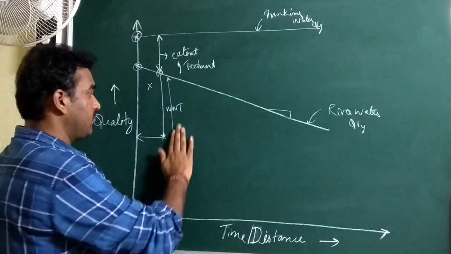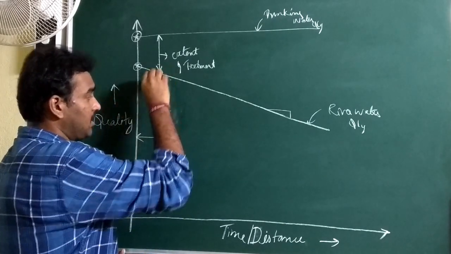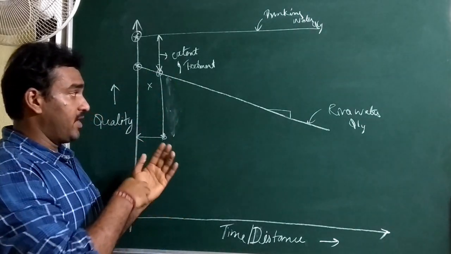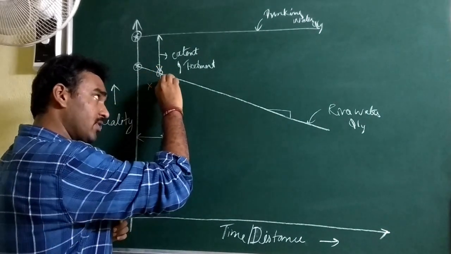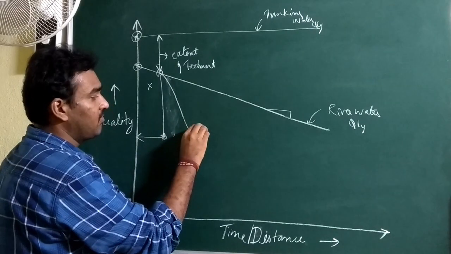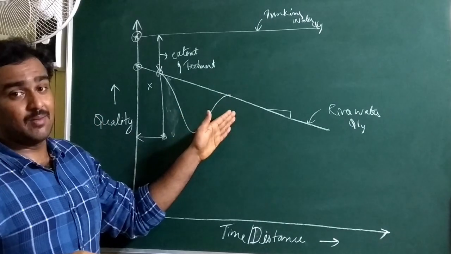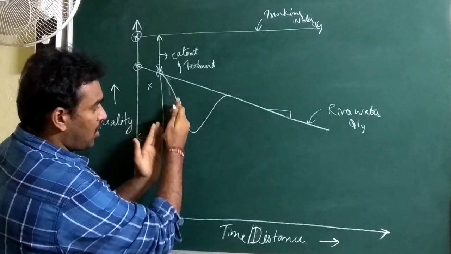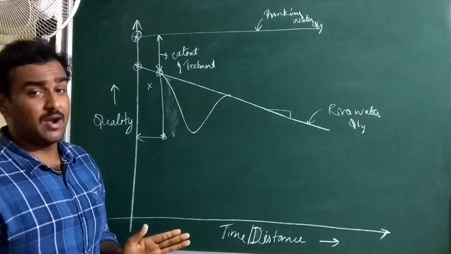If the wastewater treatment has not been set up, then what happens? If the wastewater is fed as it is into the river water, then what happens? The river water will definitely purify itself on its own based on the carrying capacity of the river, but it takes time, and in this zone the water quality will be deteriorated in a very bad manner.